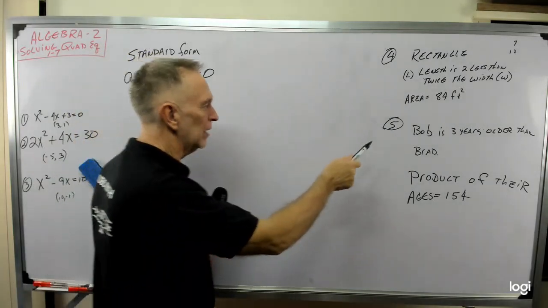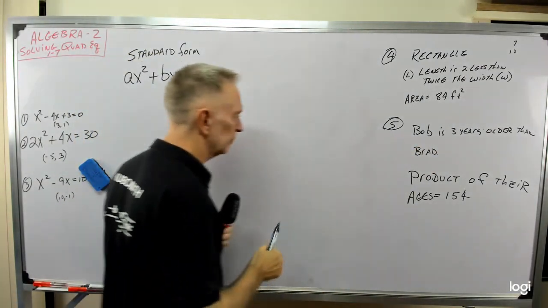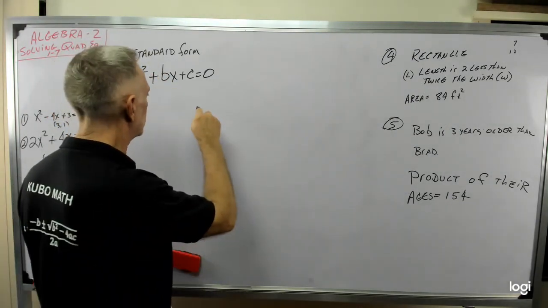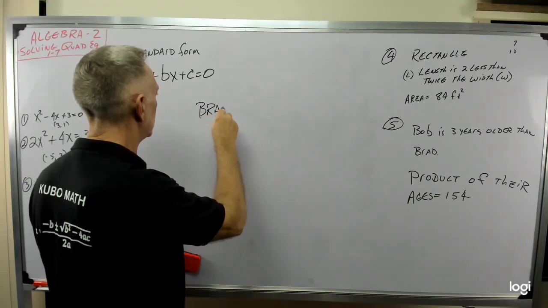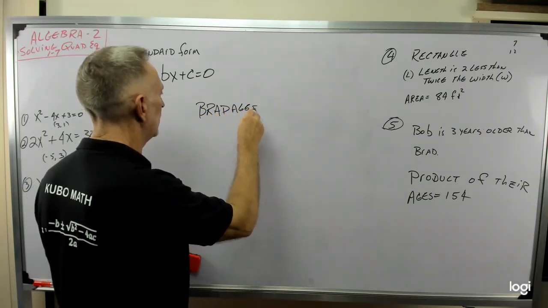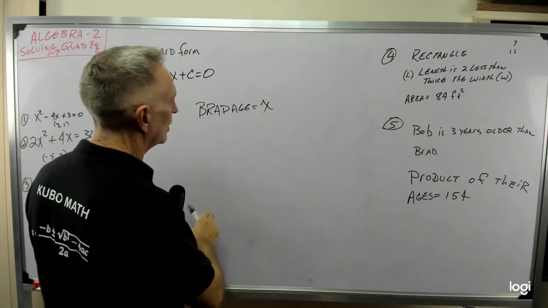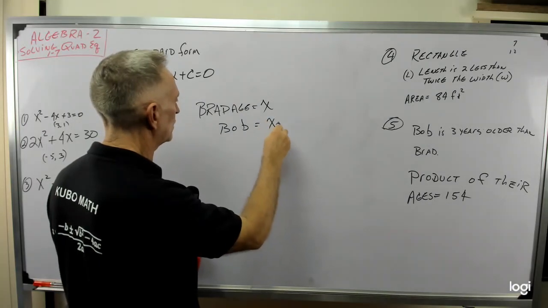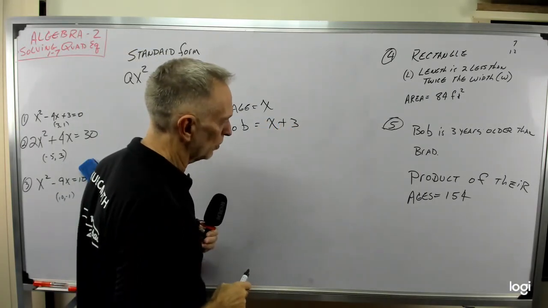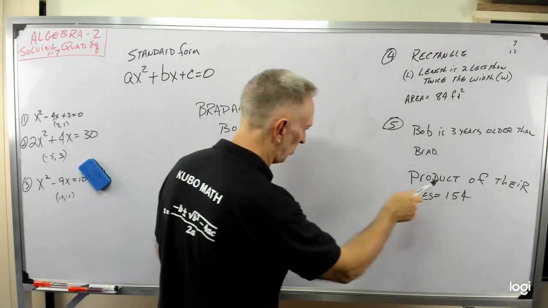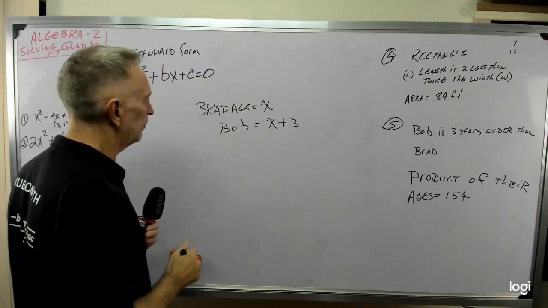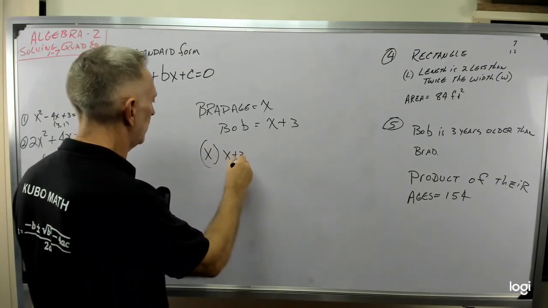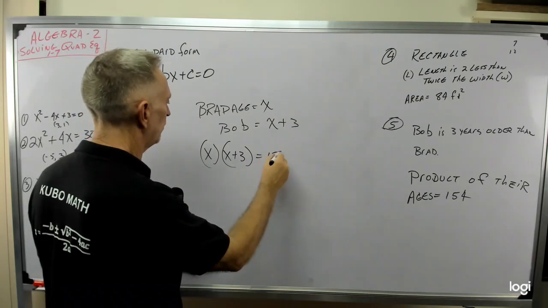Okay. Bob is 3 years older than Brad. So here's two people, and one of them is 3 years older than the other. We're going to say Brad's age equals X. And then Bob, his age is X plus 3 because he's 3 years older. And it says the product of their ages is 154. So it's saying that X times (X plus 3) equals 154.